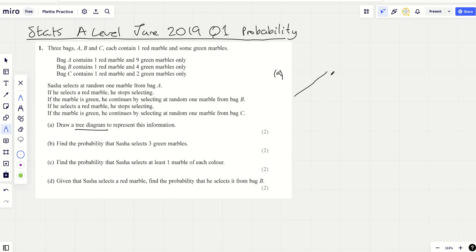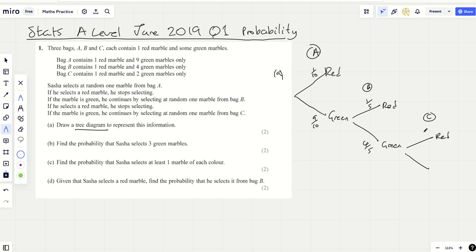So this isn't too bad. We're going to have red and green. This is bag A, and we're going to have 1 in 10 and 9 in 10. Now we only need to branch off green, because that's the only situation where he goes on to B. In which case it could be red, where it's a 1 in 5, or it could be green, in which case it's a 4 in 5 chance that he keeps going. And it could be bag C, where red is 1 in 3 and green is 2 in 3. There we go. Okay, so that's the tree diagram done.